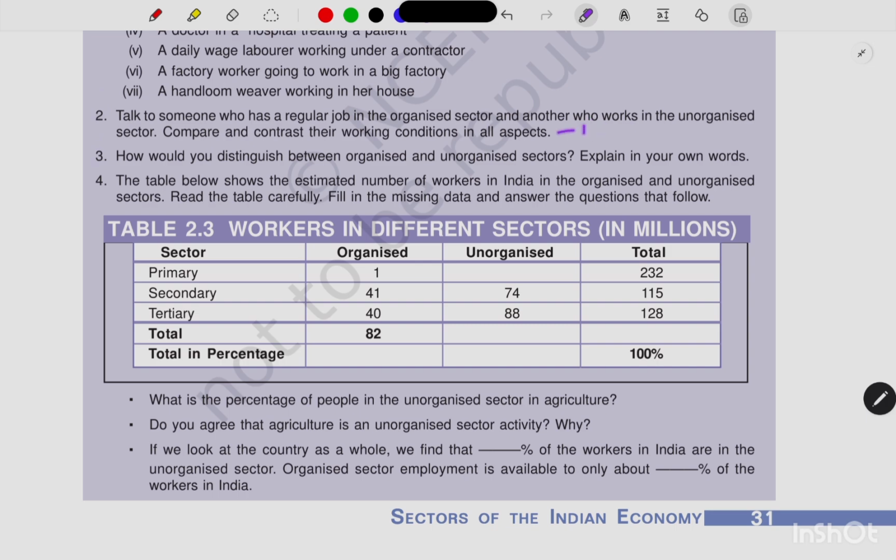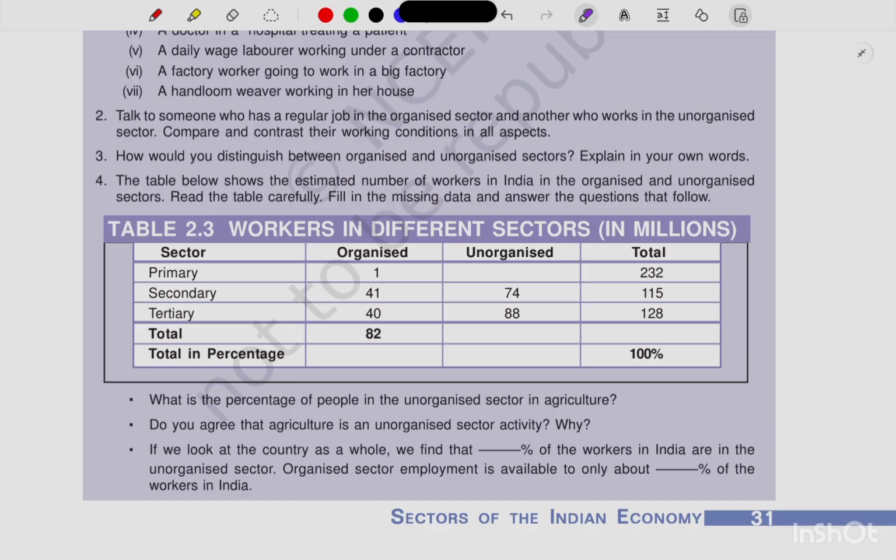This one is better if you write it in tables, and this one is fine if you don't. Now, the table below shows the estimated number of people in India in the organized and unorganized sectors. Read the table carefully, fill in the missing data, and answer the questions that follow. So, in the primary sector, that is the organized, there is 1 million people and 0 in the unorganized.